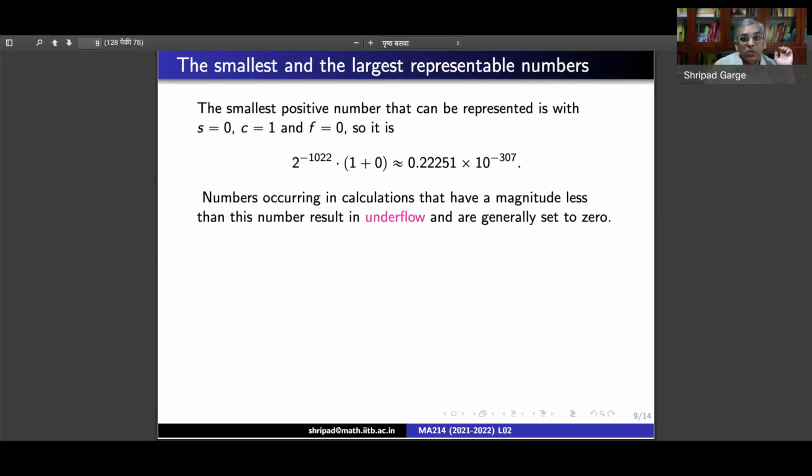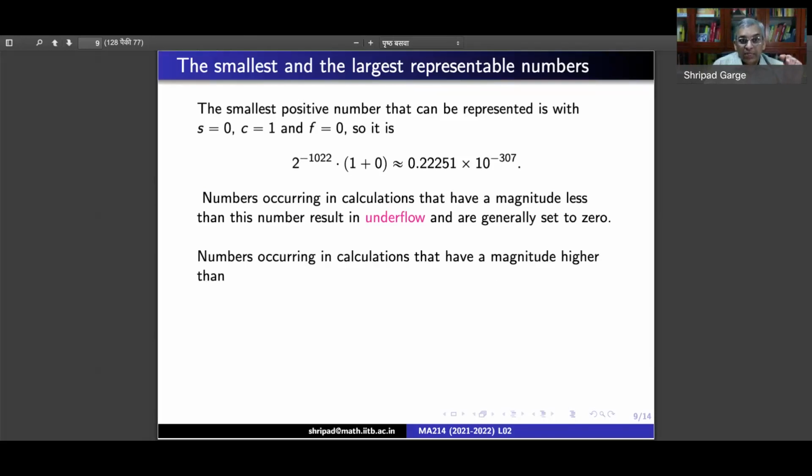So it will correspond to 2 power minus 1023, because now your c is 0 and you would take 2 power c minus 1023. So that number is considered to be 0 by the machine. And you can also have s equal to 1, c equal to 0, f equal to 0. It's a negative number, but that is also considered to be 0. So 0 has two representations, with s equal to 0 or s equal to 1 and c and f are both taken to be 0.